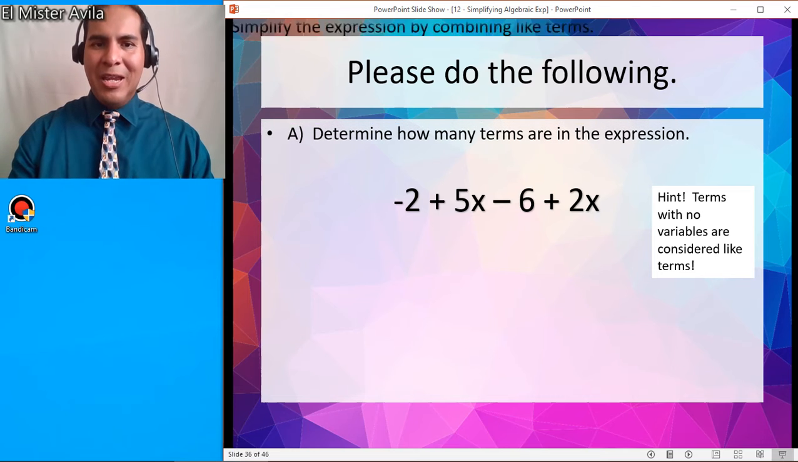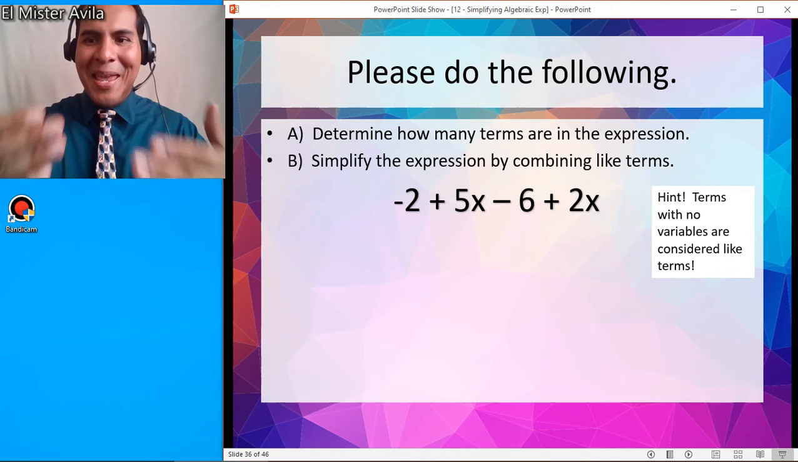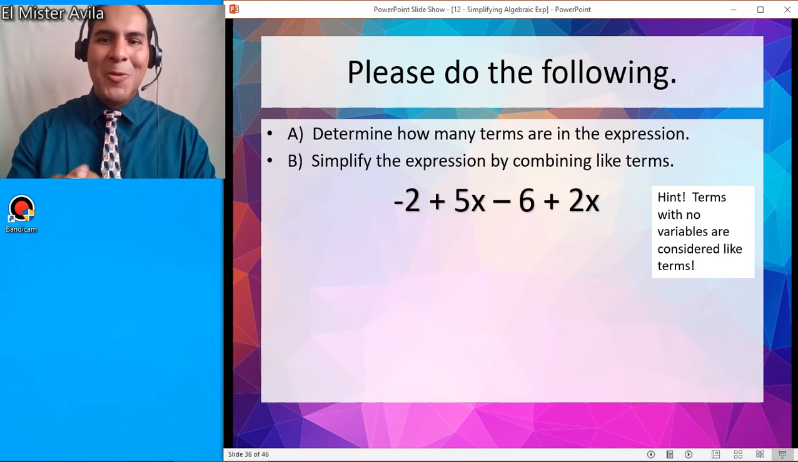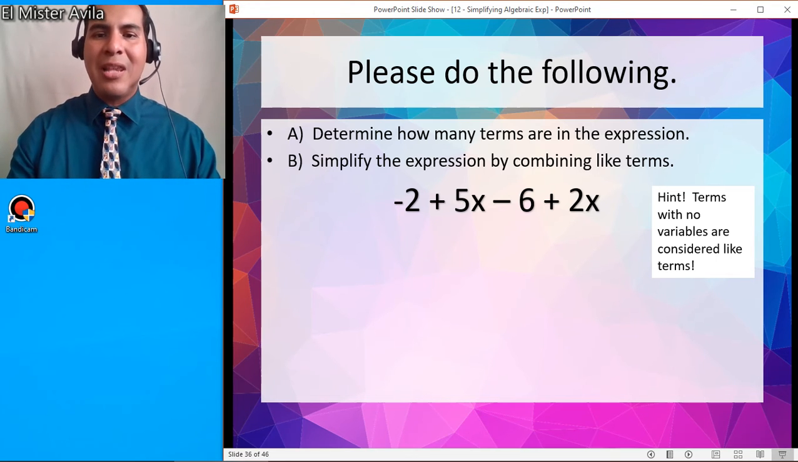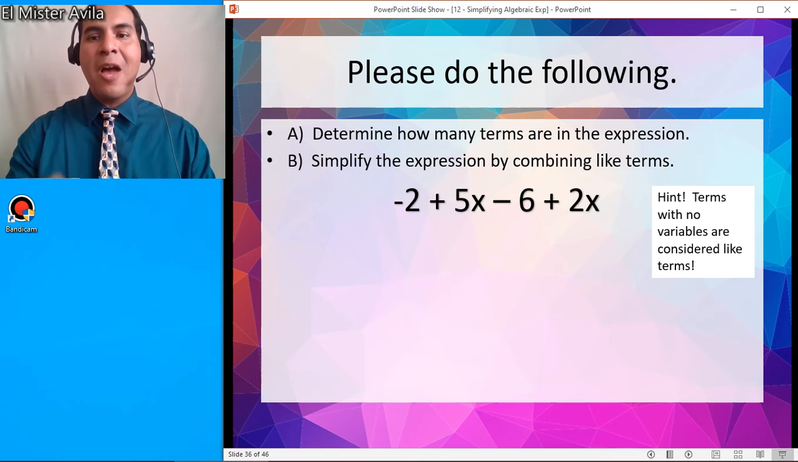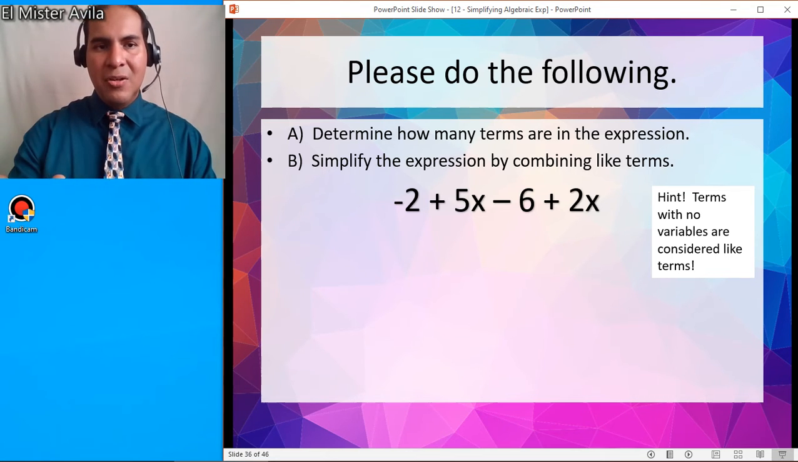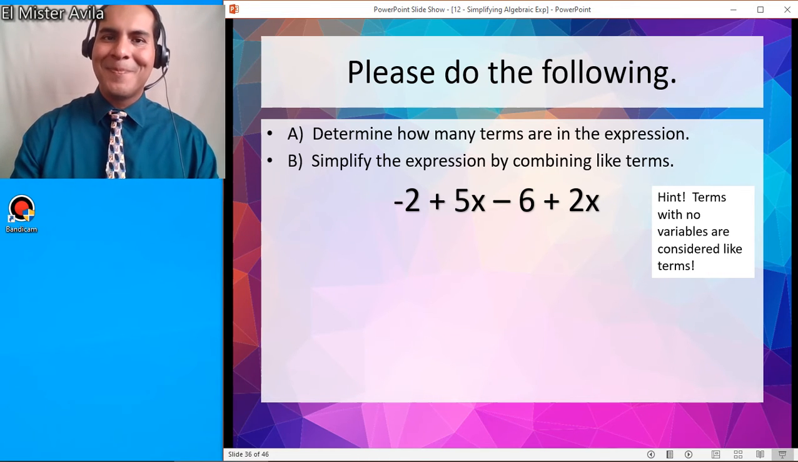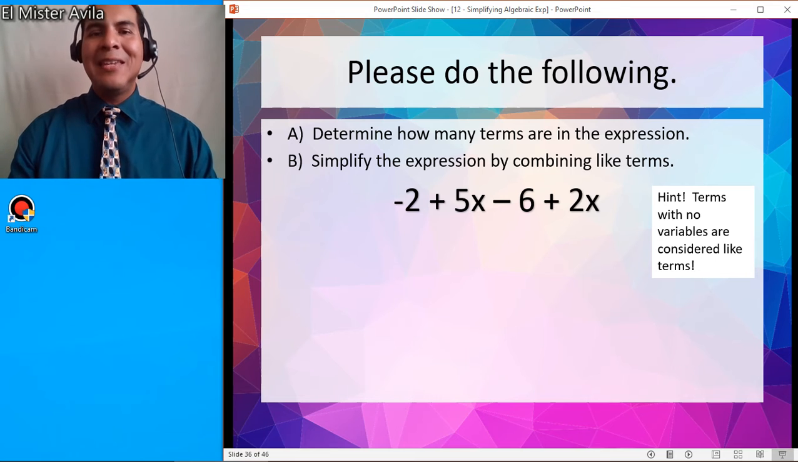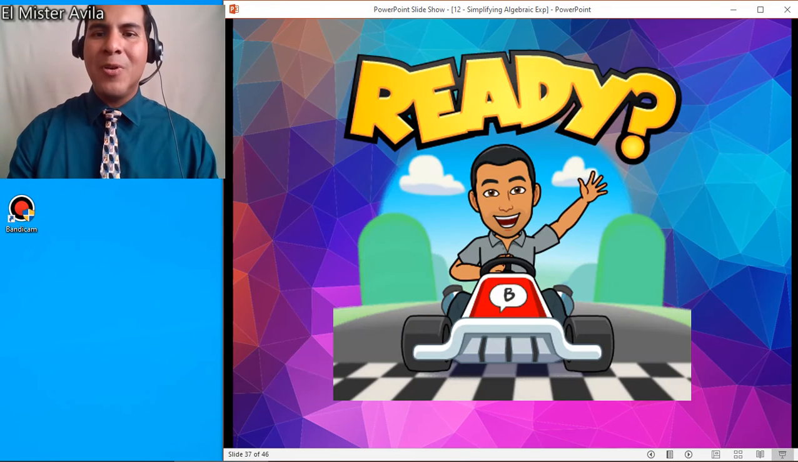Okay, try again. Throwing in a little bit more negative. And also a hint: terms with no variables are considered like terms as well. So count how many terms there are, simplify the expression, pause the video, and when you're ready, move on to see if you simplified correctly. And we're moving on in 3, 2, and 1.